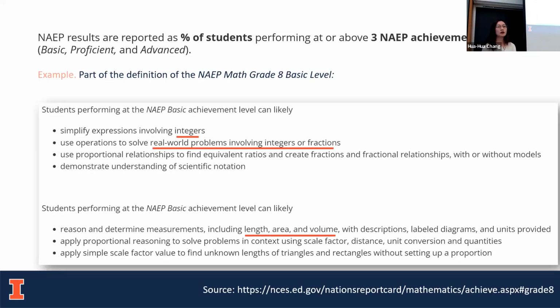The NAEP results are commonly reported as the proportion of students performing at or above 3 NAEP predefined achievement levels, known as basic, proficient, and advanced. An example of this is the screenshot below of part of the definition of 8th grade mathematics basic level. You can see that the students are assumed to be able to do specific tasks at this level, such as simplifying expressions involving integers, using operations to solve real-world problems involving integers or fractions, or something related to geometry, like working on problems related to length, area, and volume.